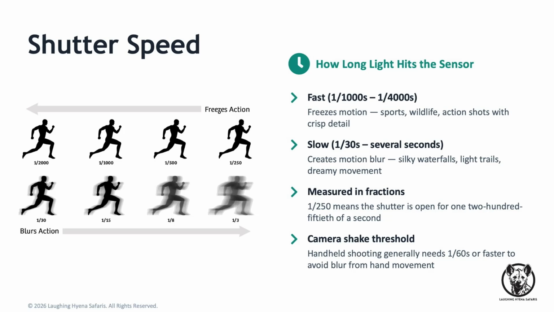One important rule of thumb for beginners: if you're shooting handheld, no tripod, try to keep your shutter speed at 1/60,000th of a second or faster. Anything slower and your own hand movement will introduce blur. It's not your fault. Nobody's hands are perfectly steady. If you need a slower shutter speed, grab a tripod or rest your camera on something solid.